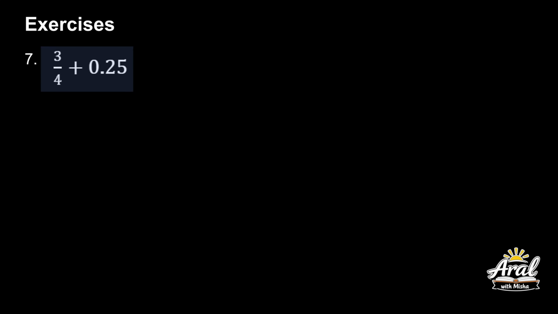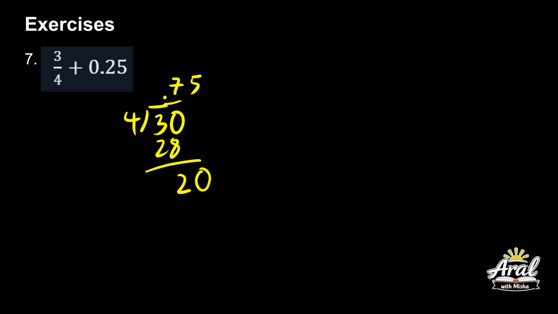Okay, 3/4. Ito naman, mixed to. May fraction and decimal. So, pwede mong i-convert natin yung fraction to decimal. How? 3 divided by 4. Okay. Decimal na yan. So, 7 times 4 plus 28. May remainder kang 2. Add 0. Para mag-20. 5 times 4, that's 20. No more remainder. So, 0.75 yung 3/4.